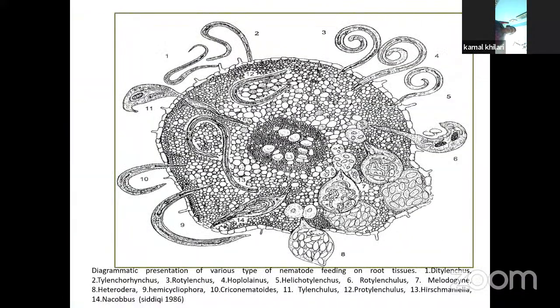These are the different kinds of nematodes. Some are internal feeders, some are external feeders, and some are partially internal. For example, in this figure, the nematode's body is partially outside and the rest of the body is inside the plant cell. Similarly, this nematode is completely lying inside the plant cell. So this is an endoparasite, and similarly these are endoparasites. This figure shows the different kinds of nematodes: endoparasite, ectoparasite, as well as semi-endoparasite.